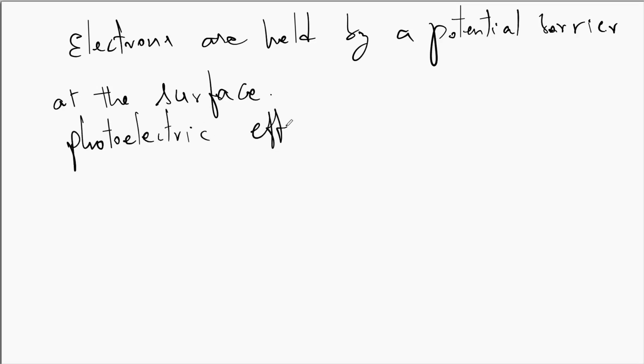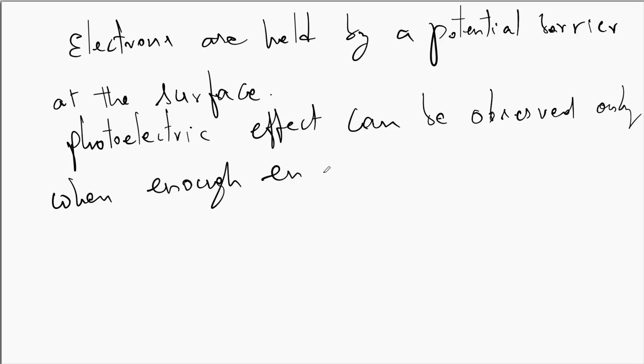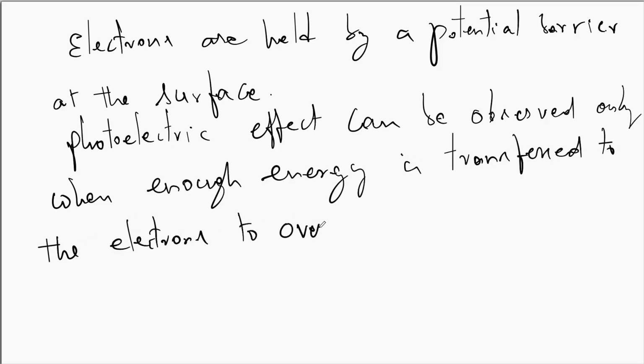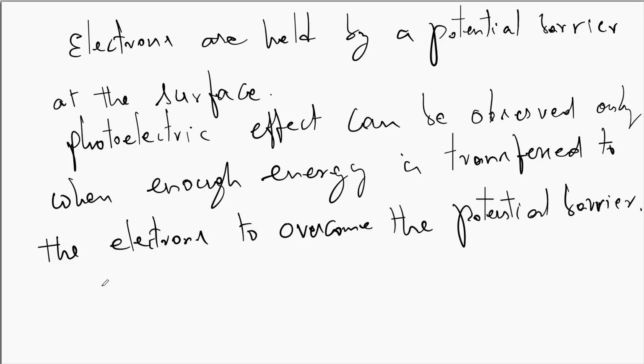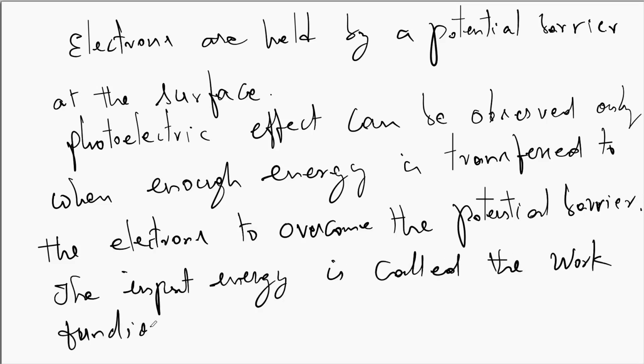The photoelectric effect can be observed only when enough energy is transferred to the electrons to overcome the potential barrier. This input energy is called the work function. It is represented by W0. So one can observe the photoelectric effect only when the incident photon's energy h nu is greater than or equal to W0. That is the favorable condition for the photoelectric effect to take place.